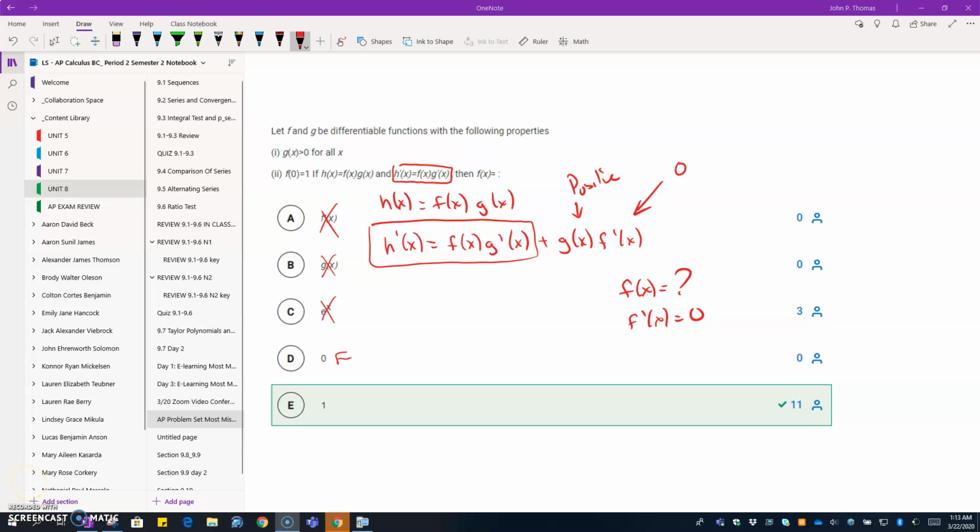Now, we know we can exclude d, because if that is 0, then this first piece would disappear as well. And the original problem would be pretty non-interesting, because it would be 0 times g of x, which is just 0. That leaves us with a correct answer of E.